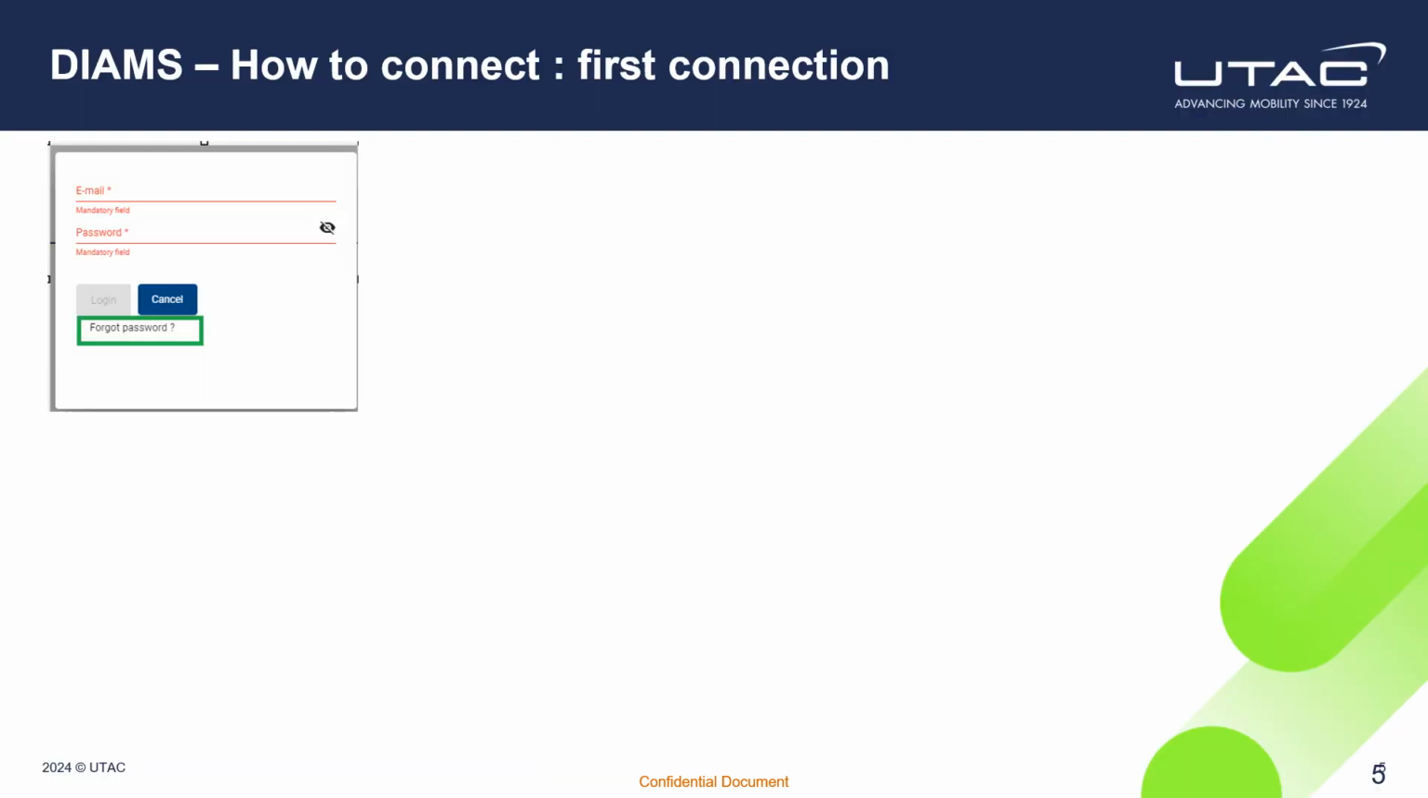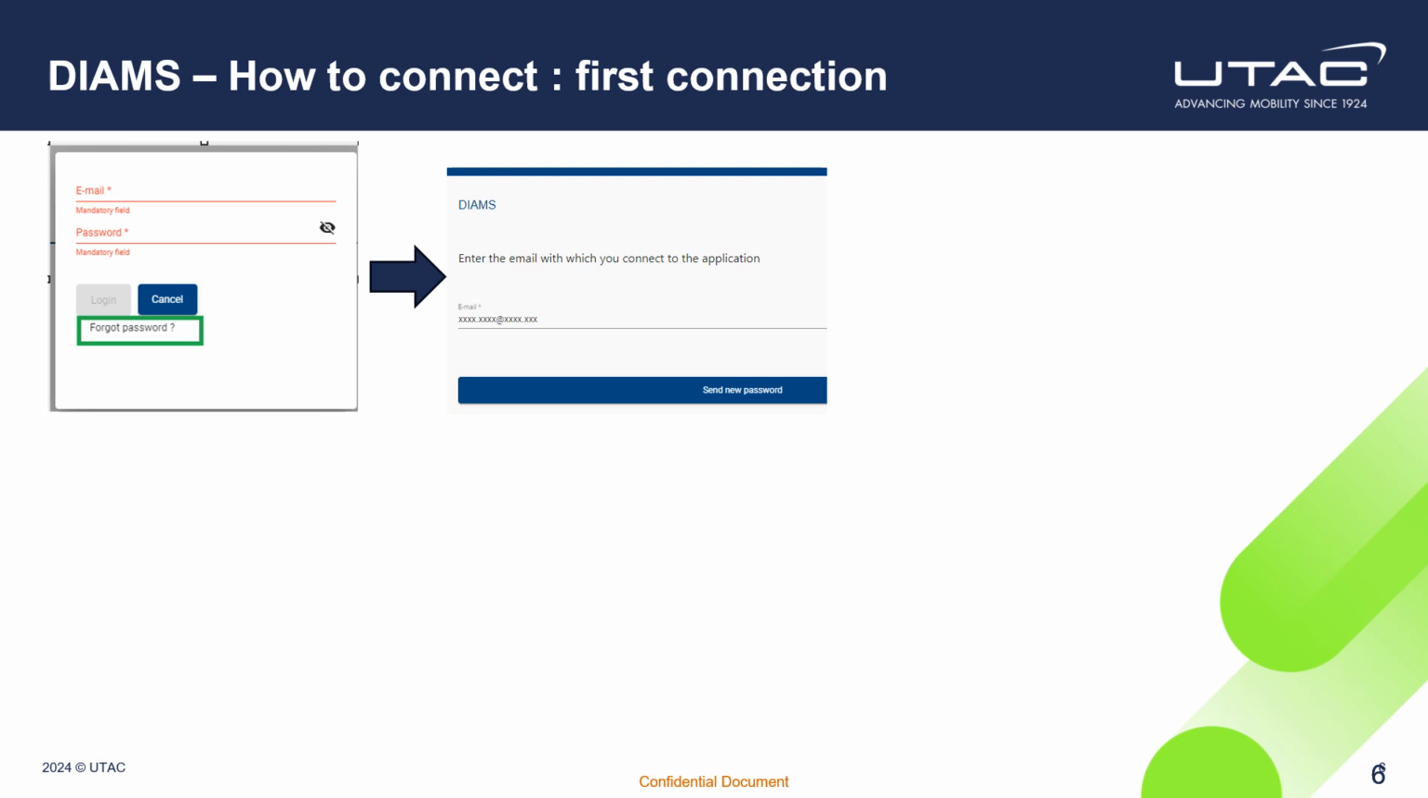Part 2, How to connect. Go to the site https://diams.udc.com. First connection: click on Login. Click on Forgot Password. Enter your email address registered in DIAMS and click on Send a new password.